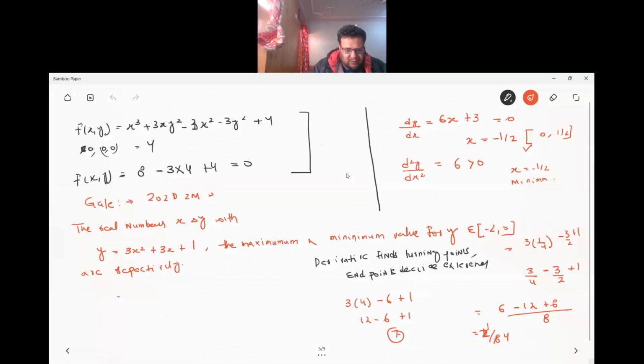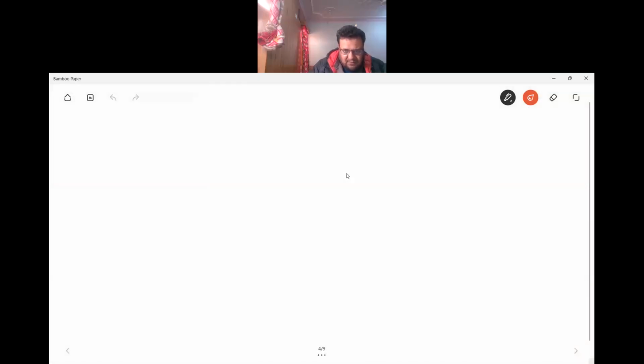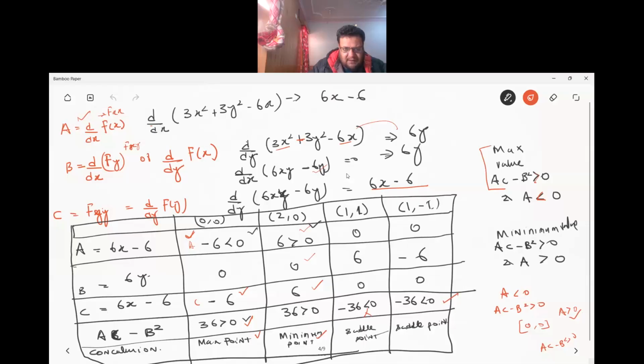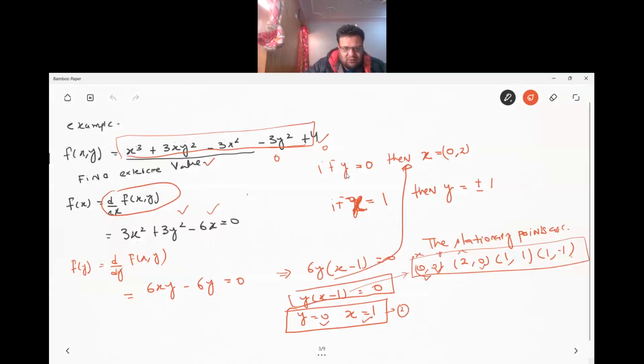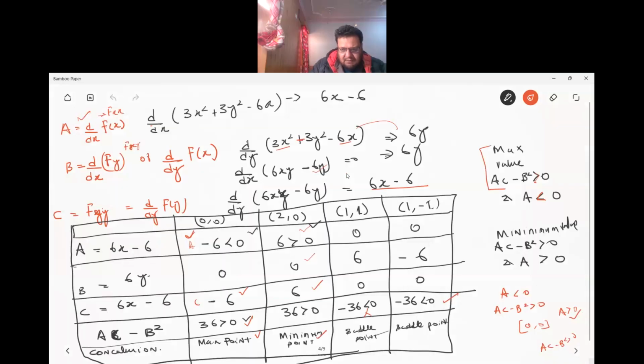So your maximum point happens to be 0, 0, and the minimum point happens to be 2, 0. So in the main equation, if you are going to substitute 0, 0, this was your equation: 0 for x, 0 for y. So your maximum value of f of x comma y will come as 4. And the minimum point happens at 2 comma 0, you just check.